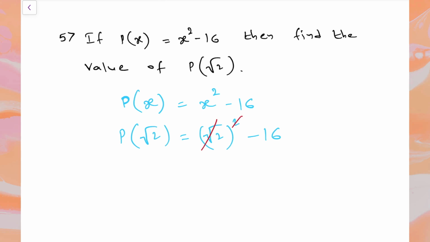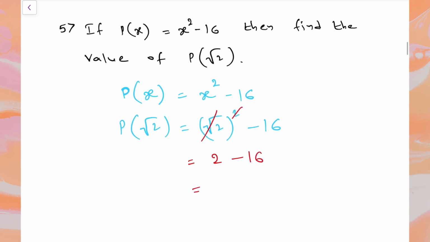Here square root square cancel, then we remain with 2 minus 16. Smaller number minus bigger number, our answer will be negative. So 16 minus 2 is 14. So p of root 2 value is minus 14.